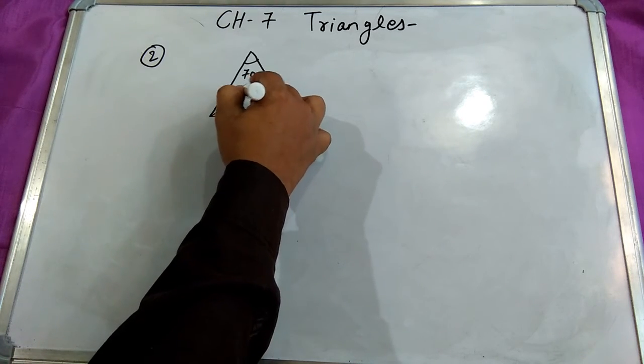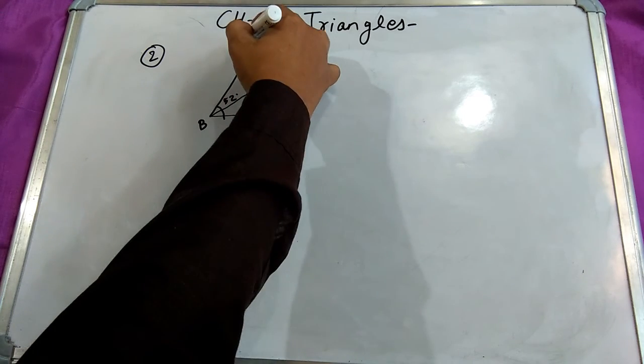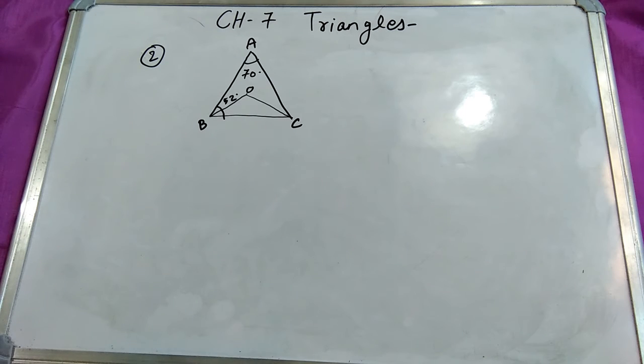Angle B is 52, it is point O C B A. Okay, so students, in this question there is a triangle ABC, it is given that angle A equals 70, angle B equals 52, and BO and OC are the bisectors of angle B and angle C. So we have to find OCB and BOC.